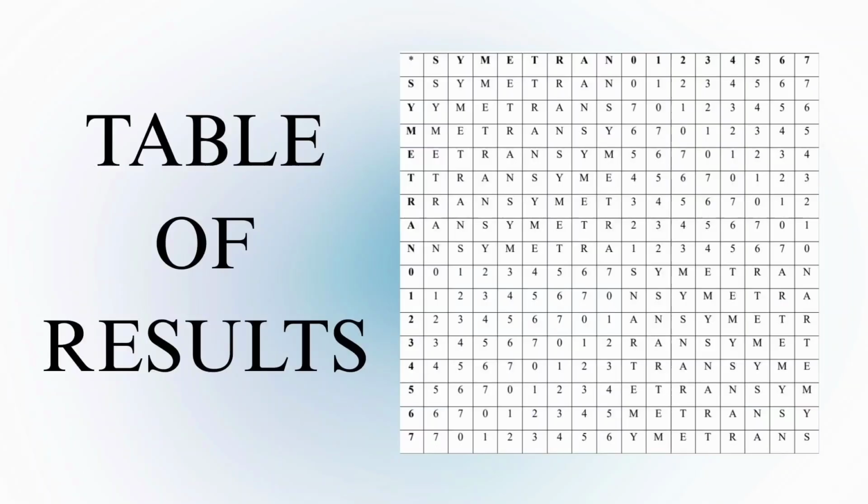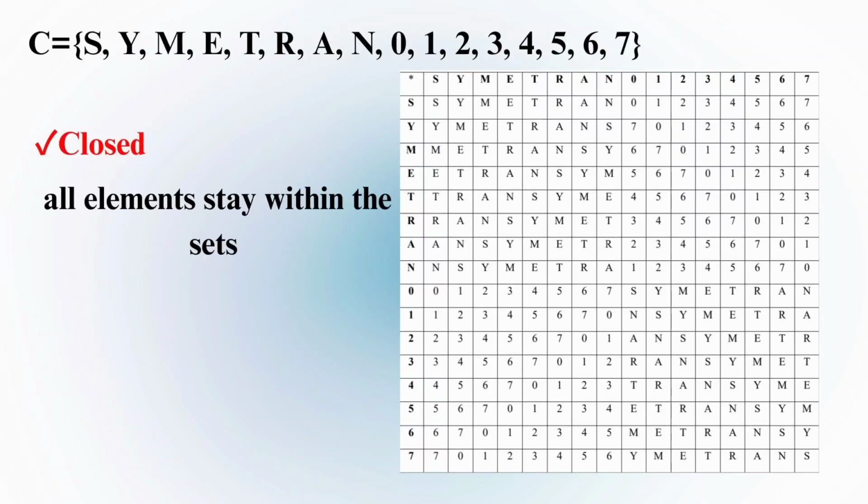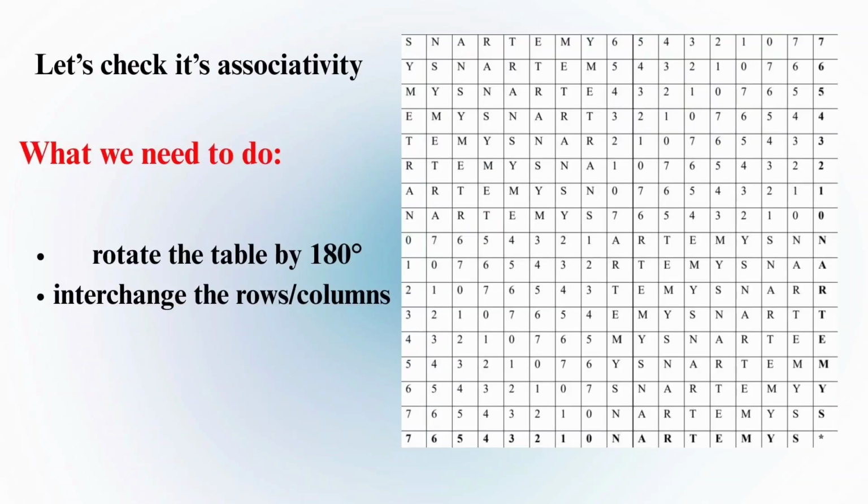So in order to complete the table, we just need to do the same process, just like what we've done for the elements S and Y. Now, we can say that this table is closed because all elements stay within the set. Now, let's check if this table is associative.